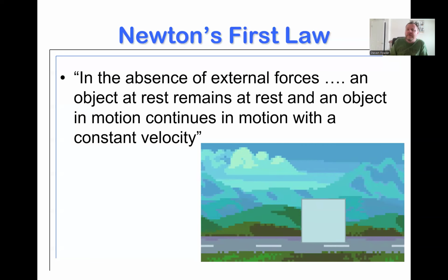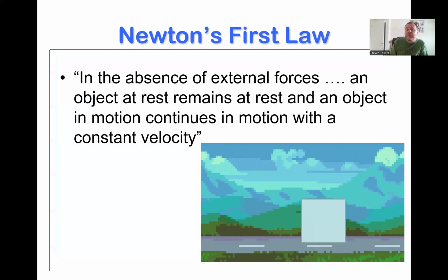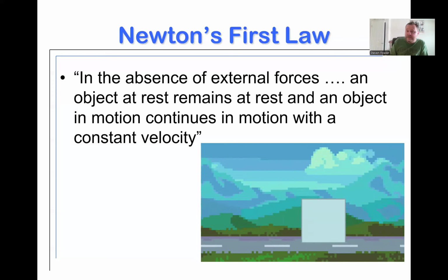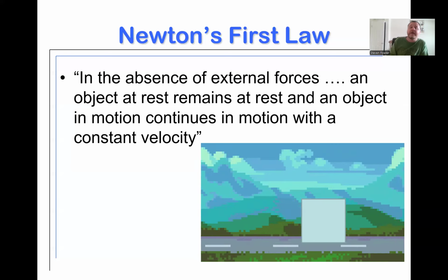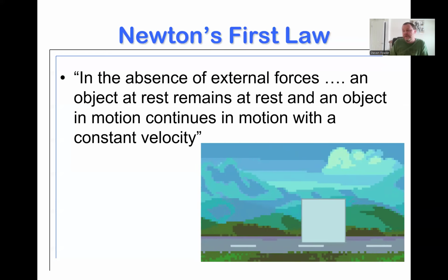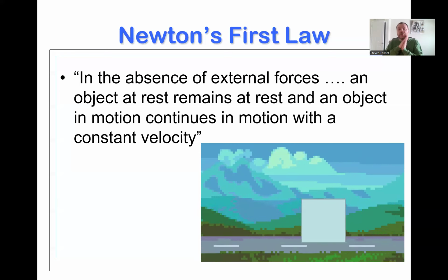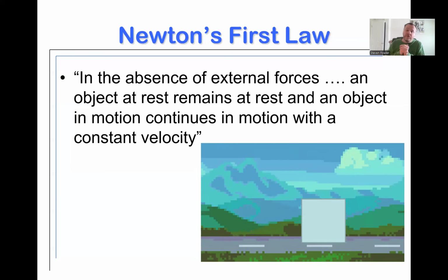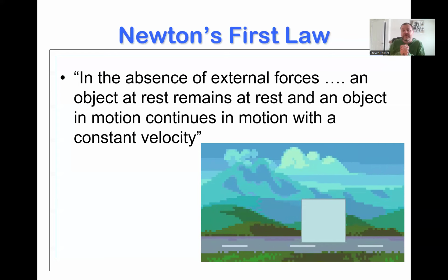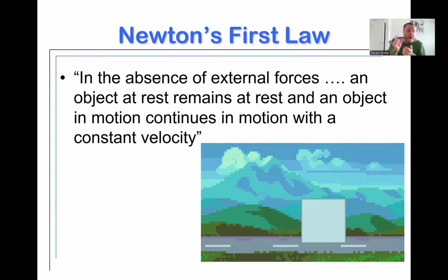And that's what Newton's first law revolves around. It's a situation where, in the absence of external forces, an object at rest is going to remain at rest, and an object in motion will continue in motion at a constant velocity, so long as there's no net external force opposing that motion or that rest. And that's Newton's first law. An object in motion stays in motion. An object at rest stays at rest. That's the common way we hear it.